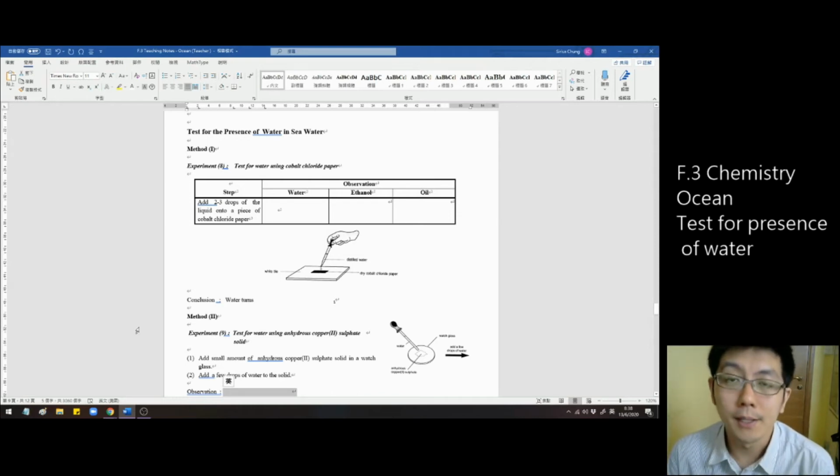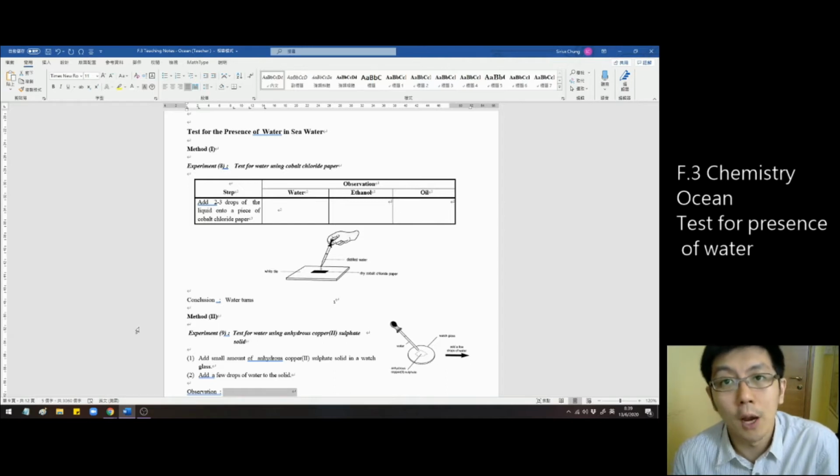You have learned flame test and silver nitrate test to test for the chemical composition of an unknown sample. Actually, in Form 2 integrated science, you have learned different methods to test for the identity of the unknown sample. For example, you use a burning splint to test for the presence of hydrogen, glowing splint to test for the presence of oxygen, lime water to test for the presence of carbon dioxide, and also this one, you have learned how to test for the presence of water.